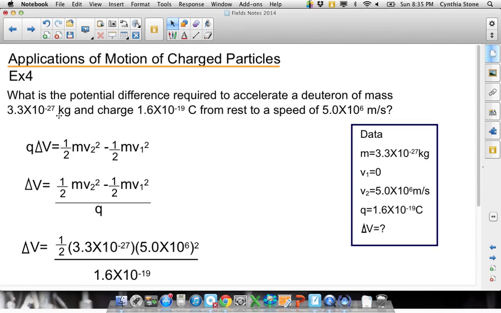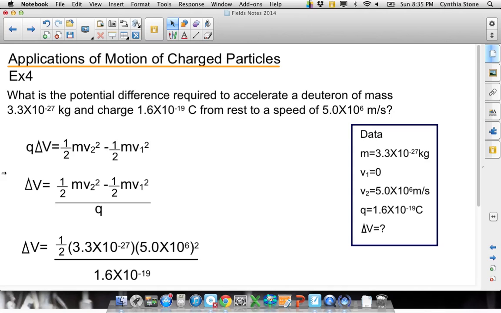Okay, last example, potential difference required. So we're looking for V to accelerate, I can't remember what that is, if that's a deuterium, maybe an isotope of hydrogen. With that mass and that charge, yep, must be of hydrogen because it's only got one positive charge. Maybe it's a hydrogen nucleus with 2 neutrons is what it is. But anyways, it's going from rest, V1 is 0, it's got a V2, and we're looking for change in V.